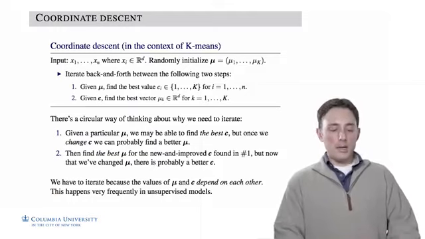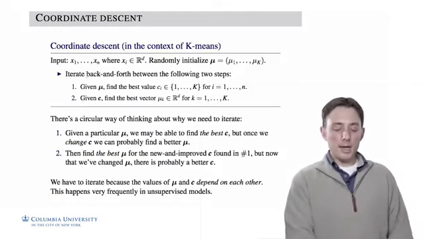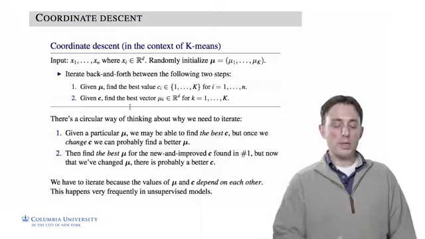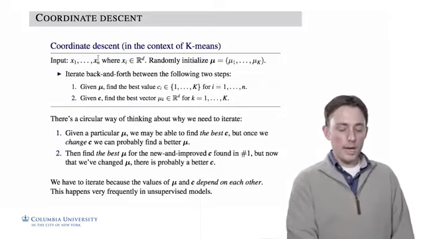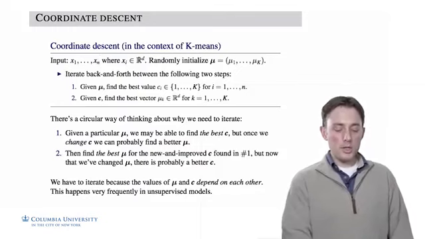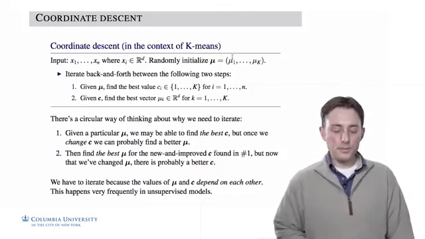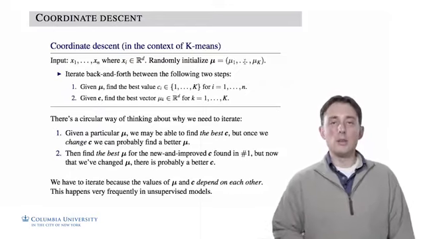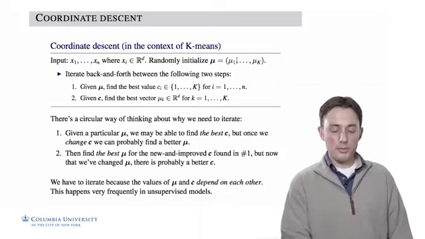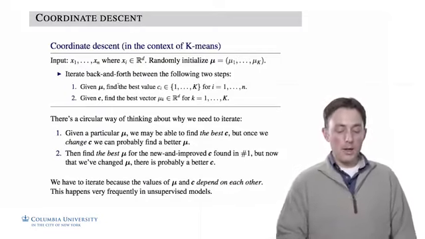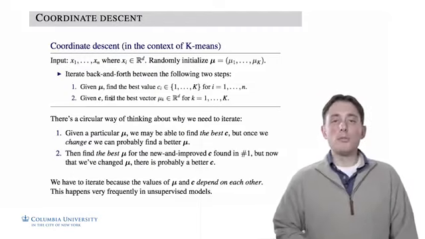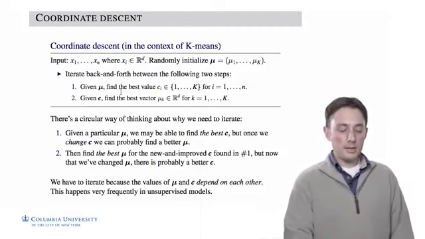Okay, so here's the outline of coordinate descent. Again, it's very general, but I'm just going to present it now in the context of k-means. So we're going to input x1 to xn, where each x is in Rd. We're going to randomly initialize our centroids. That's one initialization. There are others that we could choose, but just imagine that we randomly initialize the cluster centroids. And then the coordinate descent algorithm for optimizing k-means iterates between these two following steps.